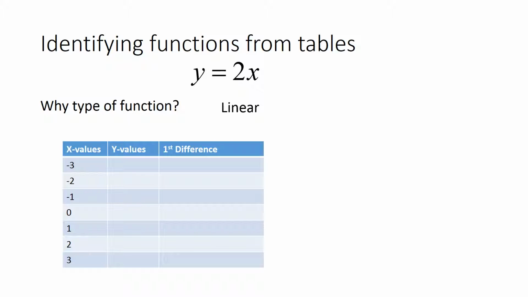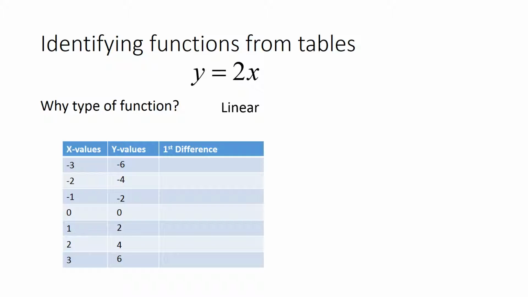So we're going to do an xy table for it. I've given you the x values. To find the y values, we're simply just evaluating it. So 2 times negative 3 is negative 6. 2 times negative 2 is negative 4. So you just want to complete that table. Okay? Now, here's the neat thing about a linear function.